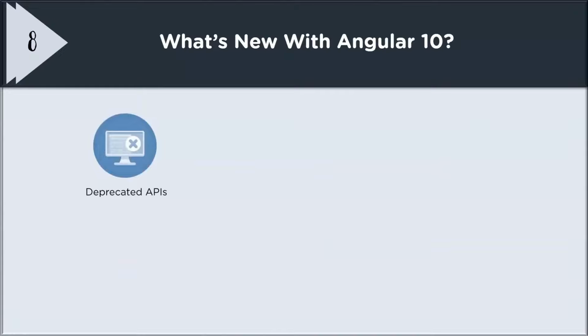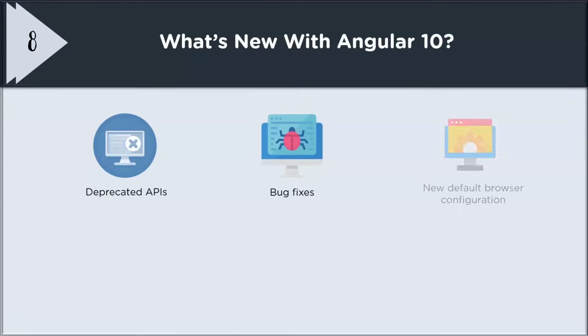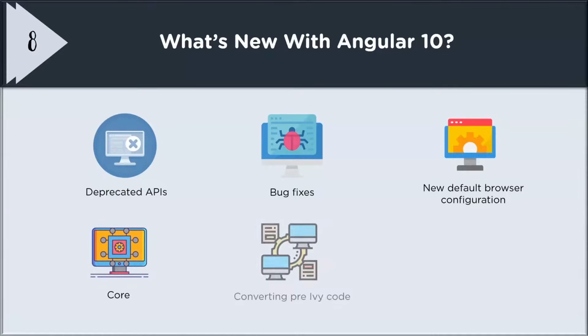Angular 10 has several deprecated APIs that were previously redundant. With Angular 10, there have been a number of bug fixes, important ones being the compiler avoiding undefined expressions and the core avoiding a migration error. New default browser configuration. Browser configuration for new projects has been upgraded to exclude older and less used browsers. Next up is core. All the warnings will now be logged as errors.